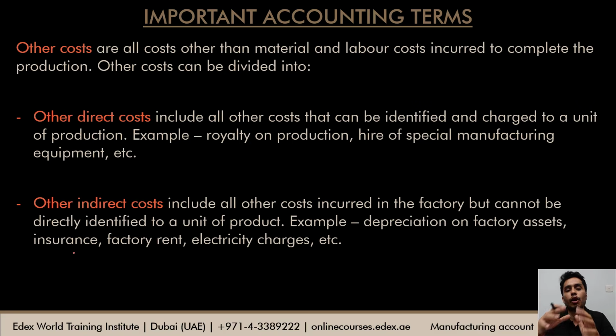And finally, we have all other indirect costs that are also costs incurred in the factory, but they cannot be directly identified with the product. So any other costs that have not been covered above in the material, labor and other direct expenses will fall under other indirect cost. Examples of costs that would be covered under this category could be depreciation on your factory assets, your insurance on factory assets, your rent, electricity charges, and so on.